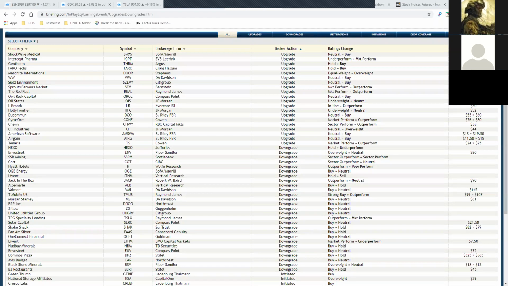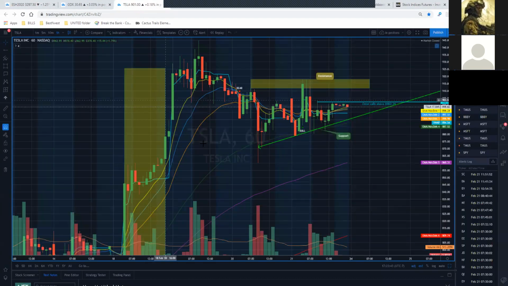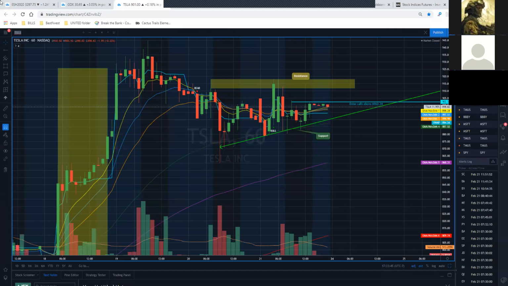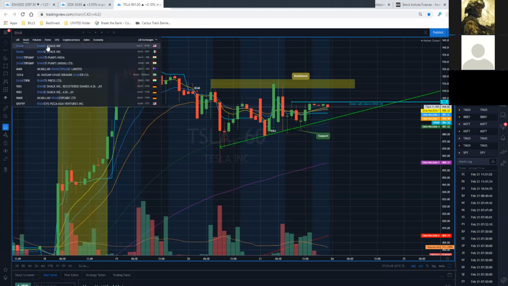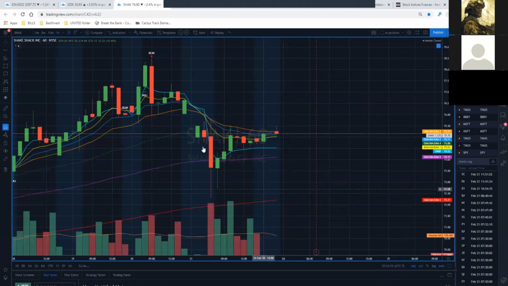In fact, we got Shake Shack right here. Coming up on earnings, you can see that they had a downgrade from a buy to a hold, but a price target going from $82 to $79. So you can look at Shake Shack and say they got a downgrade by SunTrust. Now, if you want to see how Shake Shack did on Friday, you can go to your charts and see how accurate a downgrade and upgrade is.